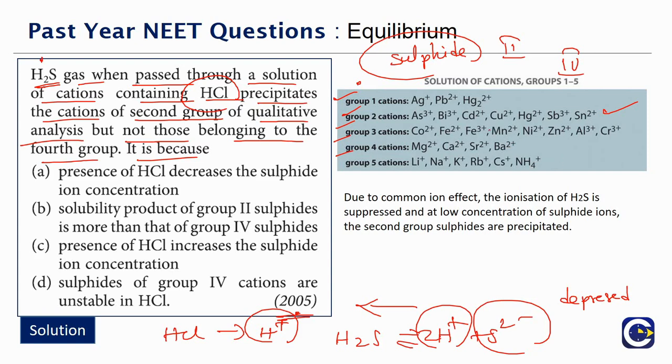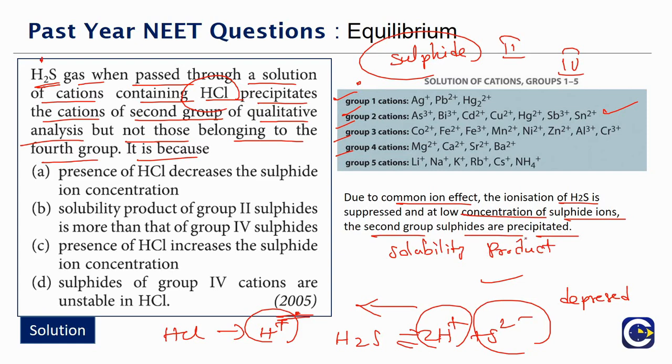Here, broadly looking at it, group 2 will have a lesser solubility product than group 4, since we were having only a lesser concentration of sulfide ion because of the common ion effect, right? So at low concentrations of sulfide ions, we see that only group 2 will be precipitating because their solubility product values will be what? The solubility product values of group 2 will be broadly lesser than the solubility product of group 4.